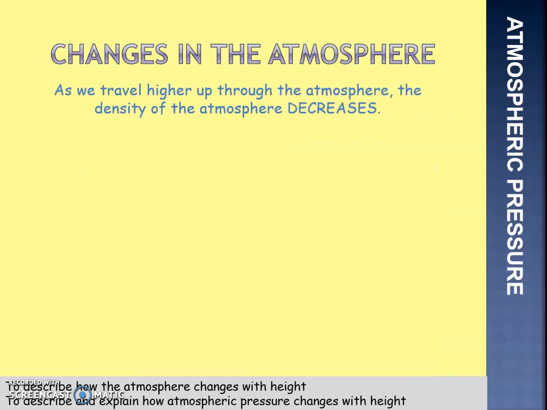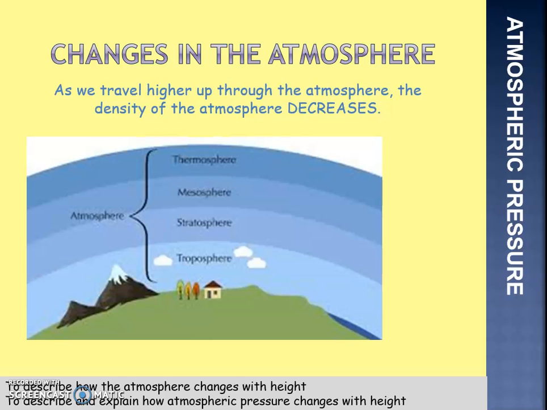How does the atmosphere change then? So as we travel higher up through the atmosphere, the density of the atmosphere decreases. So look at that diagram I've just shown. Which would be the least dense? Which would be the most dense?